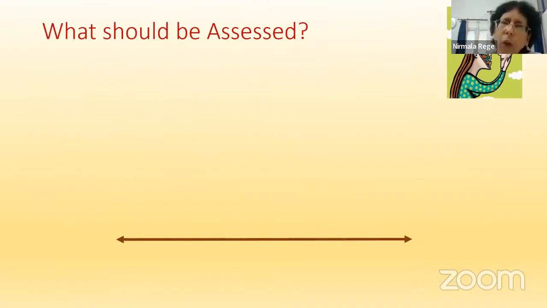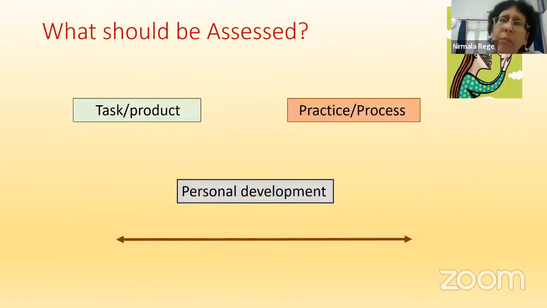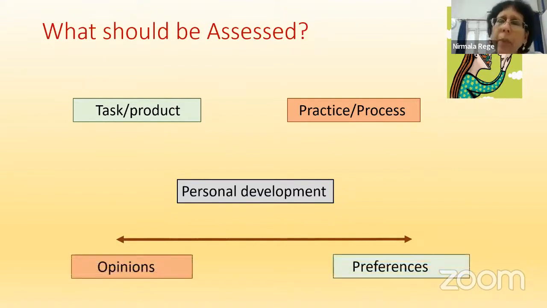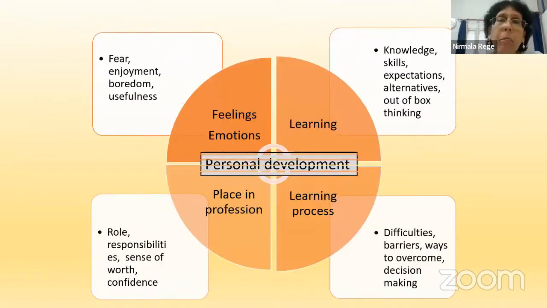Now, what should be assessed? Naturally, if we are asking for some assignment, then the task and product, what they are writing about it. It may be the process, what they are coming across, the practice they are following, and their personal development. And as I said, their opinions and preferences. A little bit about their personal development. We would like to see their feelings and emotions, whether they are afraid of something, they are scared, they are enjoying something, they are finding boring, or finding very useful.